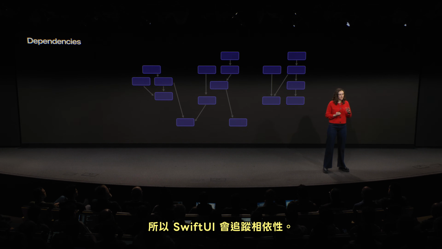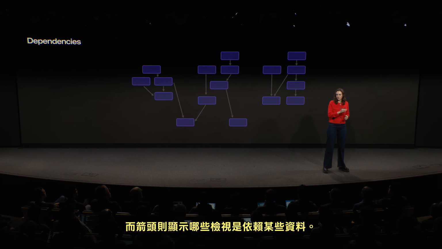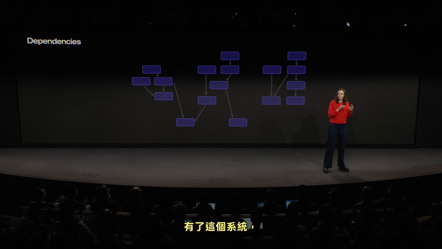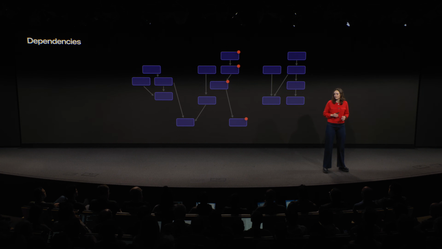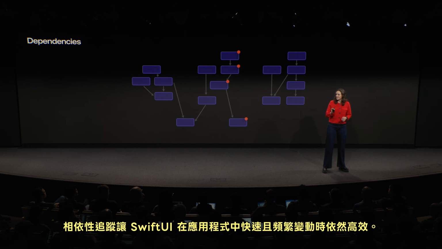Instead, SwiftUI tracks dependencies. I'm representing it here with arrows, and they indicate which views depend on certain pieces of data. With this system, when one thing changes, SwiftUI only recomputes and redraws the things downstream. Dependency tracking keeps SwiftUI efficient as things change quickly and often in your apps.